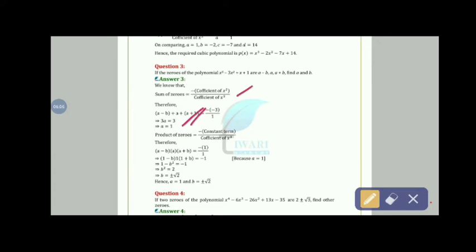So on solving this, if we see all these steps, the result we are getting is b is equal to plus minus root 2, that is a is equal to 1 and b is equal to plus minus root 2.